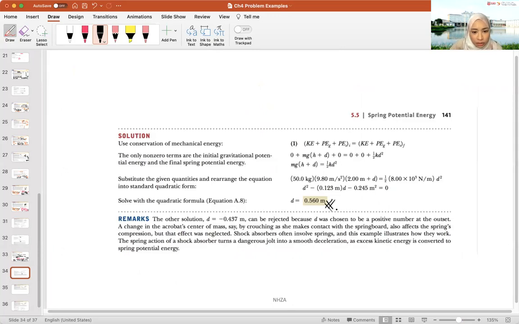Okay, so the other solution 0.437. Dia ada kasih remark kat sini. This is what I like about the textbook. Dia explain kenapa kita ambil positif, kenapa kita ambil negatif. Can be rejected because D was chosen to be a positive number at the outset. A change in the acrobat's center of mass, say by crouching as she makes contact with the springboard, also affects the spring compression, but that effect was neglected.